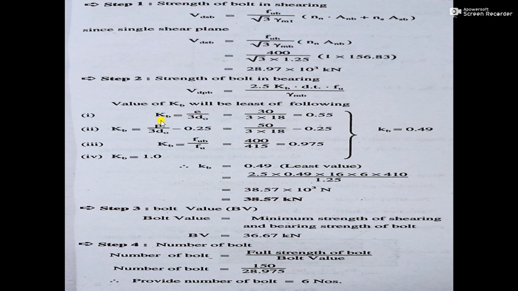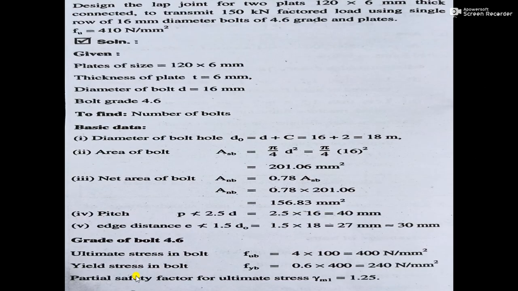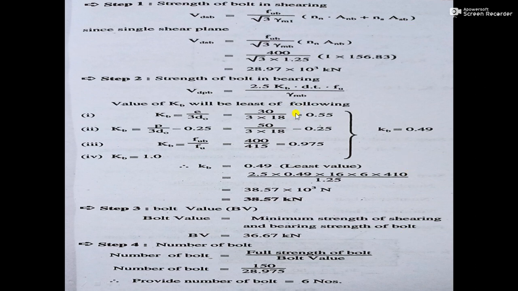In that, the first value is e upon 3d0. E is the edge distance, and this edge distance should not be less than 1.5d0, that is 30 mm. It should not be less than 30 mm, so e is equal to 30. D0, the hole diameter, is given as 18. Calculate this value and it will be equal to 0.55.